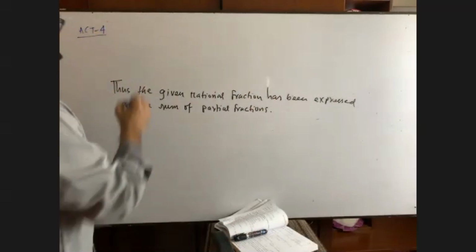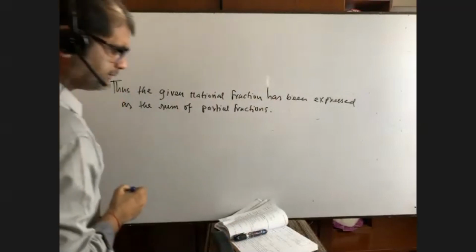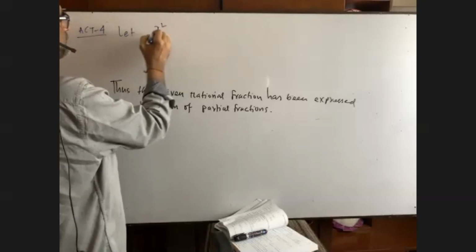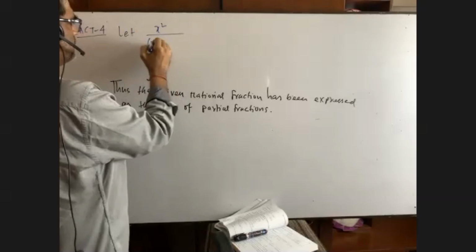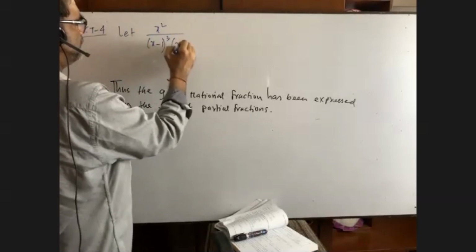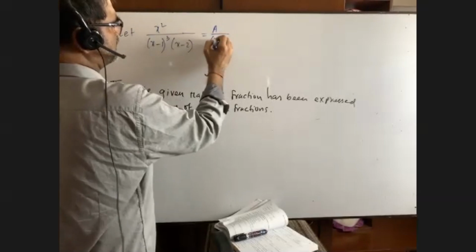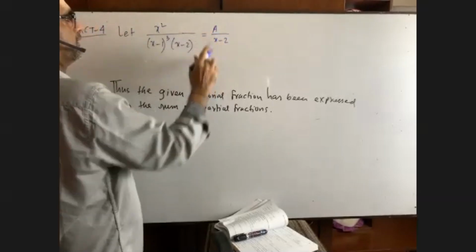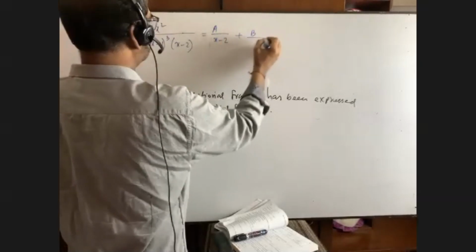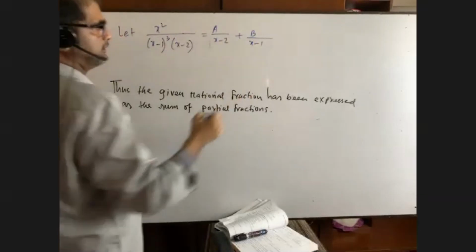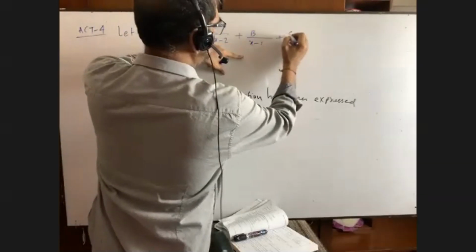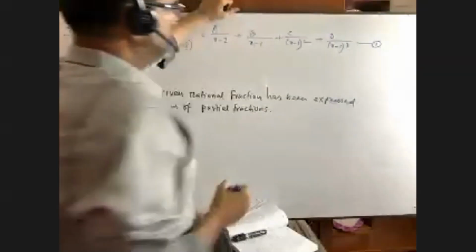Let x square by x minus 1 whole cube into x minus 2 equal A by x minus 2, then B by x minus 1, then C by x minus 1 whole square, then D by x minus 1 whole cube. This is 1. You please try to understand.